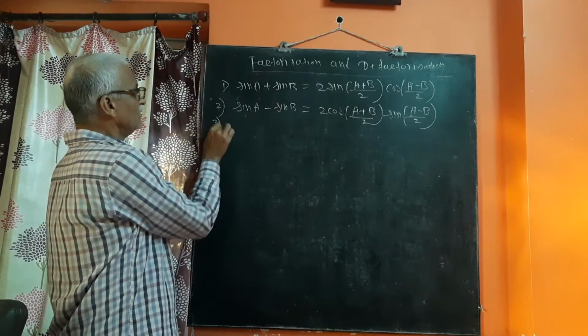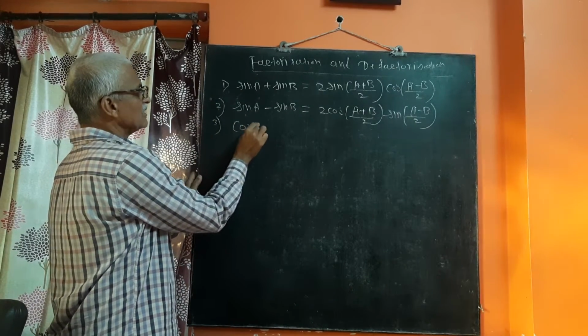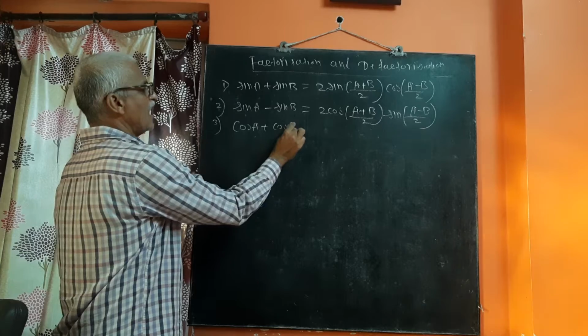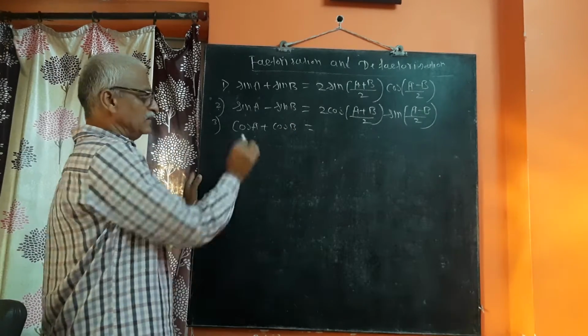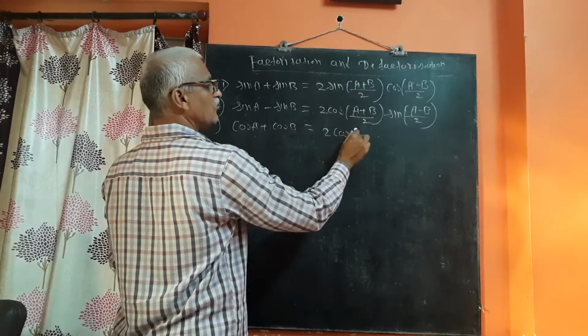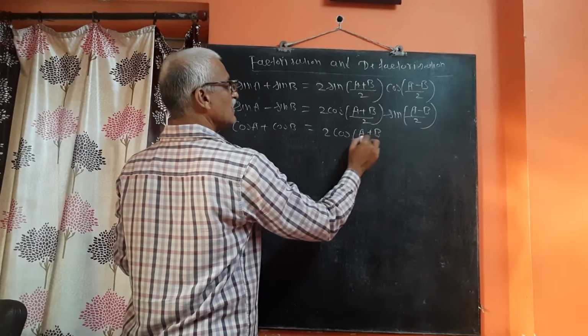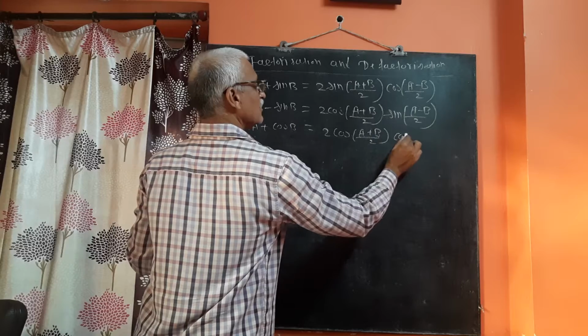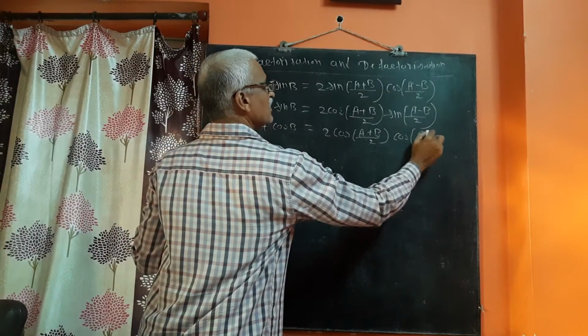The third one is cos A plus cos B. The addition of 2 cos is the multiplication of 2 cos with the same angle, the cos of A plus B by 2 into cos of A minus B by 2.